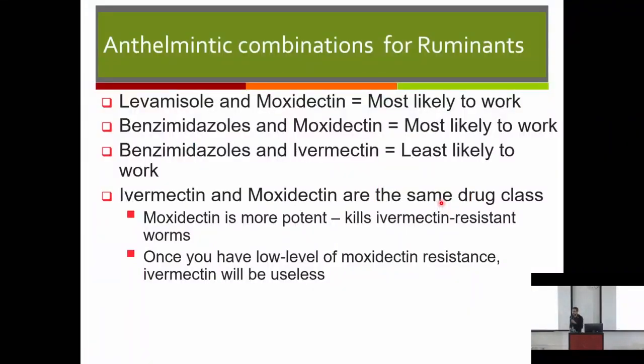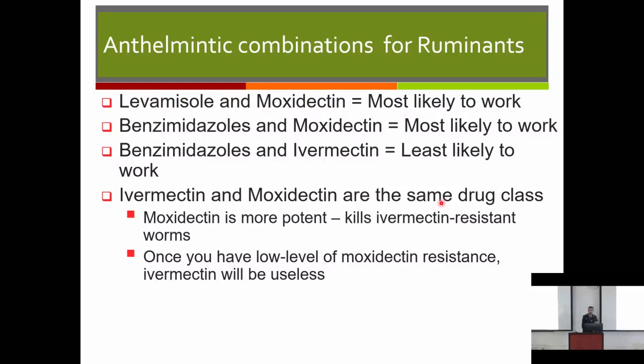So for anthelmintic combinations, these are the different combinations in ruminants, like levamisole and moxidectin. They are most likely to work. Benzimidazole and moxidectin also work. Benzimidazole and ivermectin are least likely to work because benzimidazole resistance is massive, and ivermectin resistance is also more common as compared to moxidectin. Moxidectin is in a much better situation in the macrocyclic lactone group.